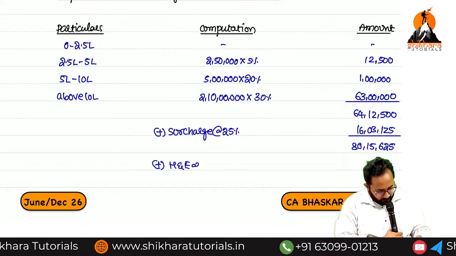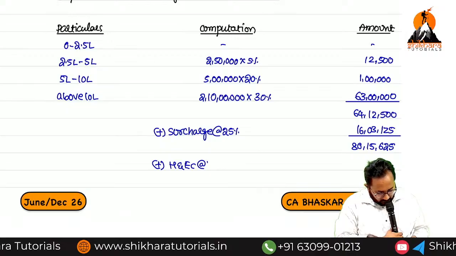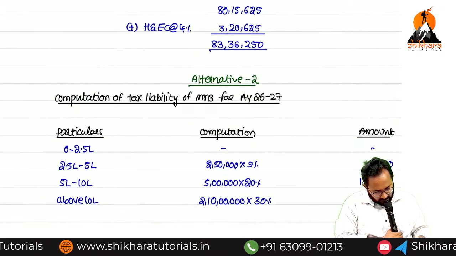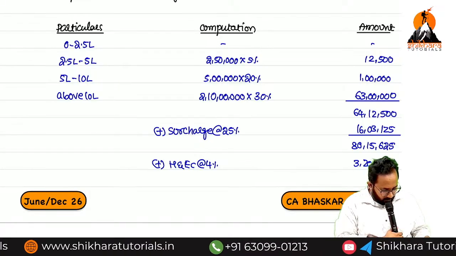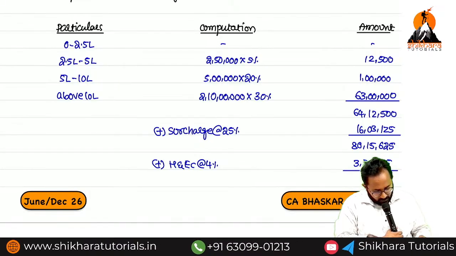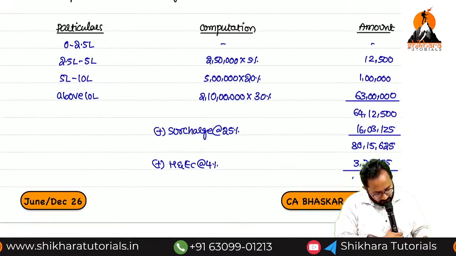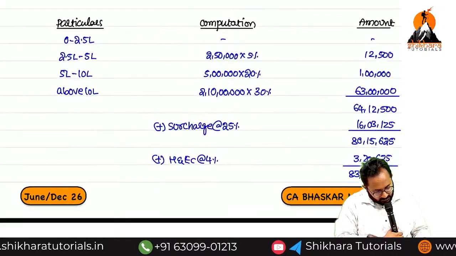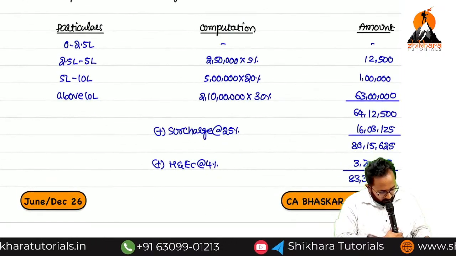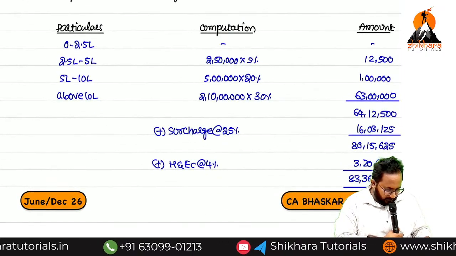How much amount? 4%. So 4% means 3,20,625, and you have to add it down and tell me: 83,36,250. Sir, either way we are getting the same only.